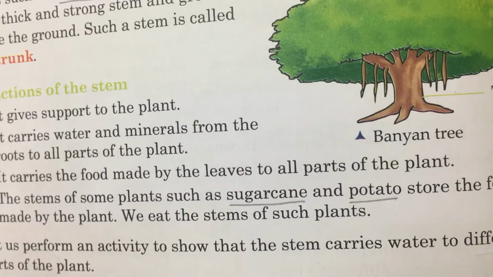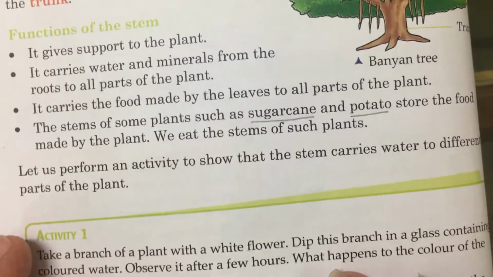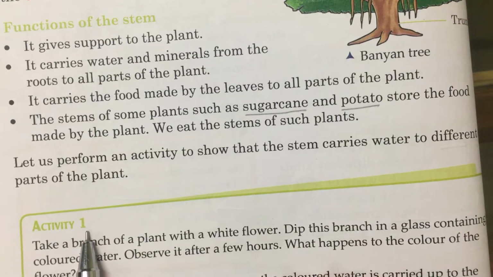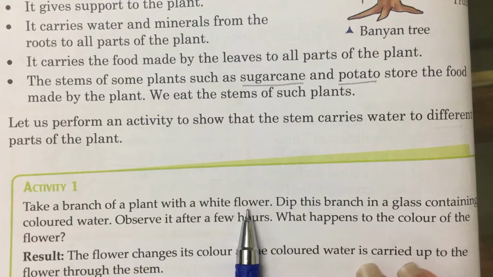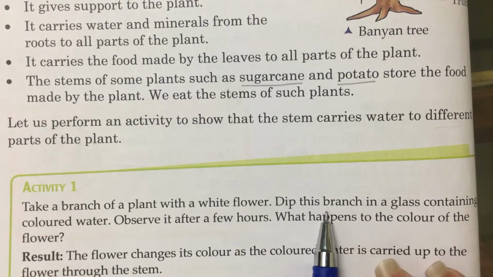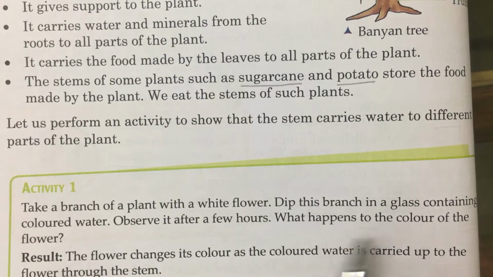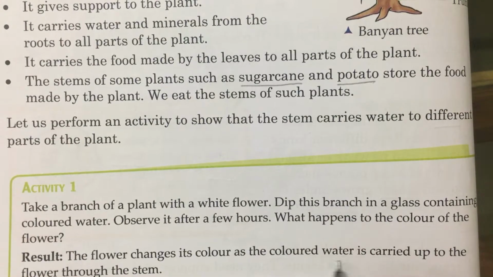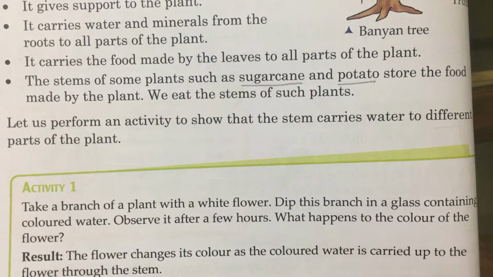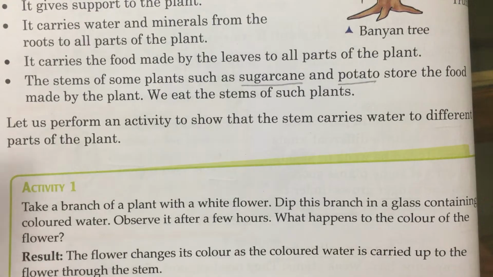Now this is an activity that you can do easily. Take a branch of a plant with a white flower. Dip this branch into a glass containing colored water. Observe it after a few hours. What you can see is the flower changes its color and the colored water is carried up to the flower through the stem. This is the activity to show that the stem carries water to different parts of the plant.